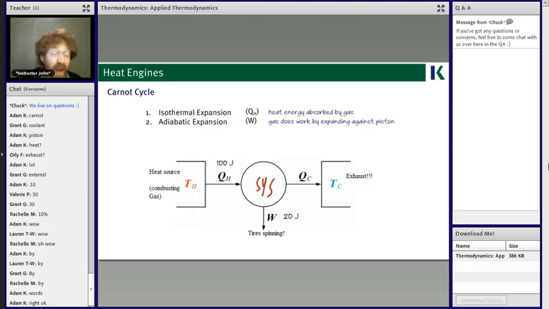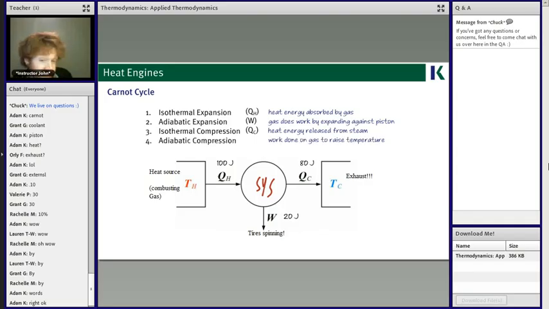So after that has done work and basically moved the piston and made the tire spin, then we isothermally compress it. Remember, the only way you can isothermally compress something, because when you compress, generally things get hot, is by giving off heat. In this case, that heat is basically the exhaust pipe. It's the steam leaving out the back of the exhaust, which in this case would be about 80 joules. So this is a 20% efficient engine. This is pretty standard, I think, for new engines.